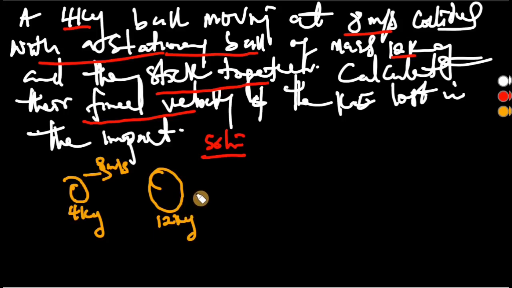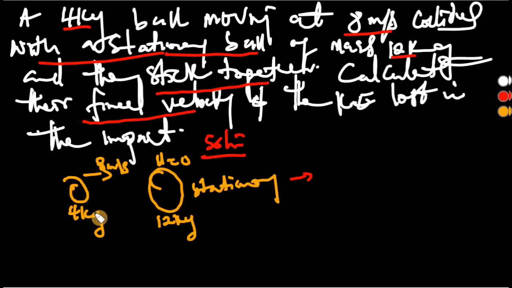So this is stationary. So we say it collides with a stationary ball of mass. Of course, the initial velocity here will be 0. So if this is to hit this, of course you know that it will collide and move together. It can move slightly forward because this is more massive than this.